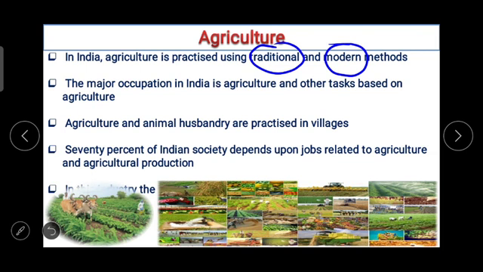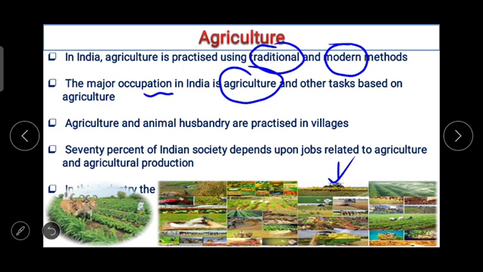Many agricultural tasks are performed using bullocks, and similarly machines are being used in different tasks like plowing, sowing, harvesting and threshing, etc. So, on the screen you can see here in the pictures. The major occupation in India is agriculture and other tasks based on agriculture.